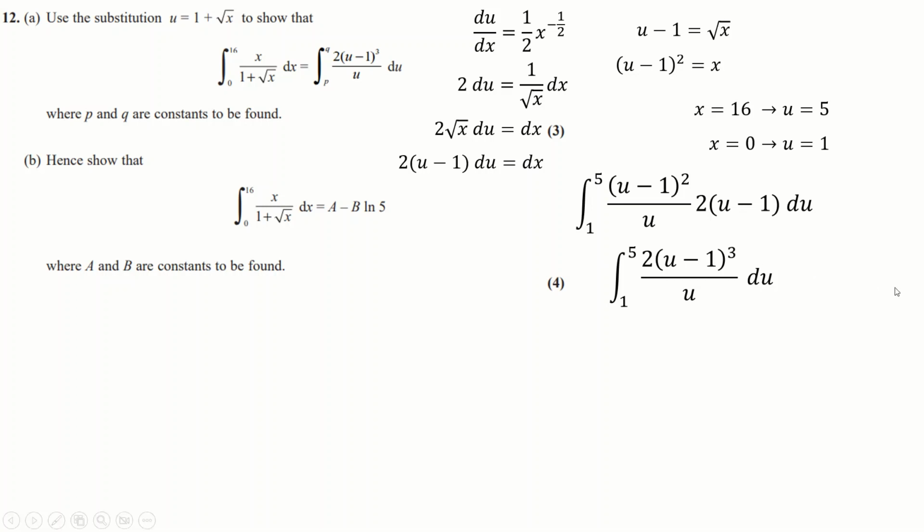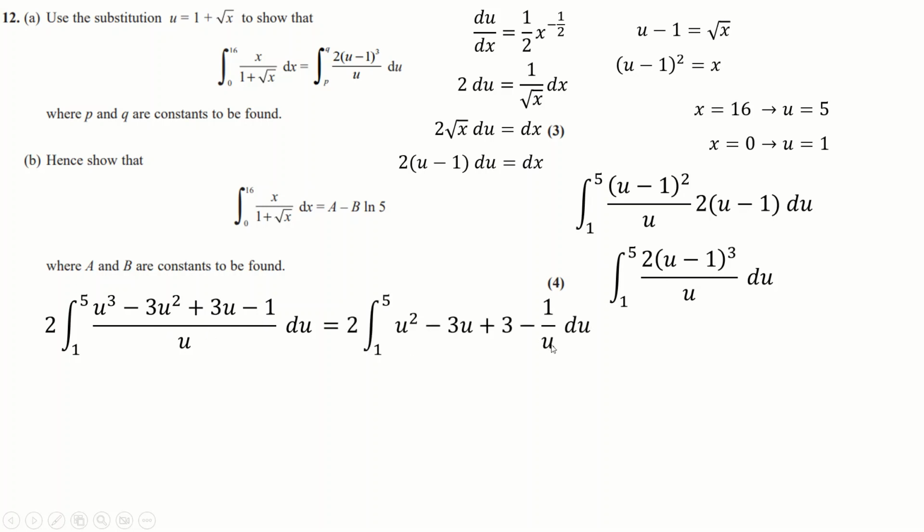I didn't do any of them. I just expanded out this top line here because I just know this expansion off the top of my head, so I knew it would be super quick. And then I just divided each of these terms by u one by one to get to here.